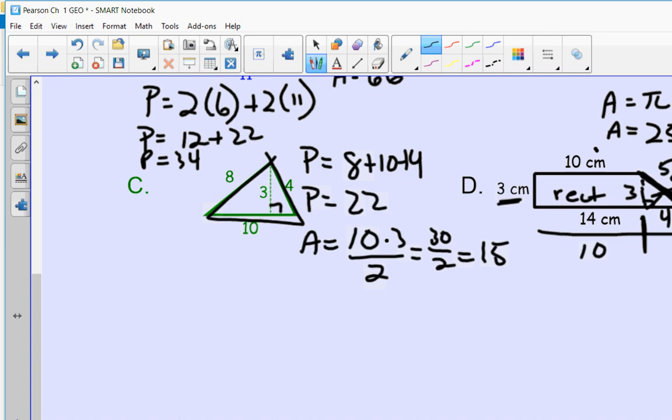the perimeter of the whole thing. Okay. So what I'm going to do is get the perimeter. I'm just adding up all the sides. So the perimeter is going to be this 3, the 10 on top.